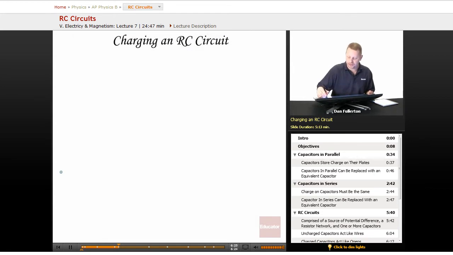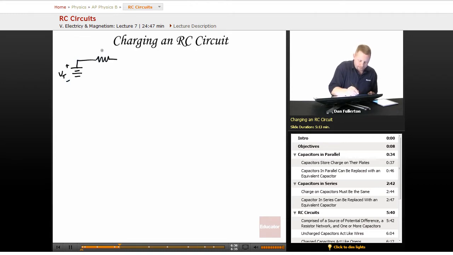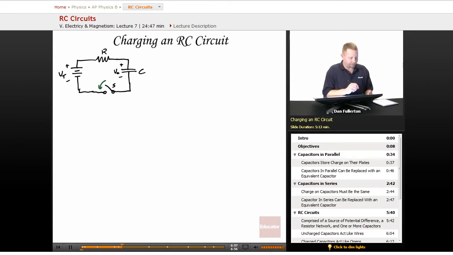So, charging an RC circuit. Let's first draw an RC circuit where we'll start off with a battery with some terminal voltage, VT. We'll put a resistor here, R. We'll add a capacitor to our circuit, capacitor C, plus minus, the potential difference across it, VC, and we'll add a switch here. So here's our switch, and at time t equals 0, we're going to close the switch.